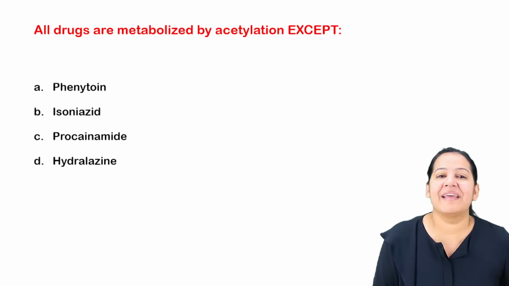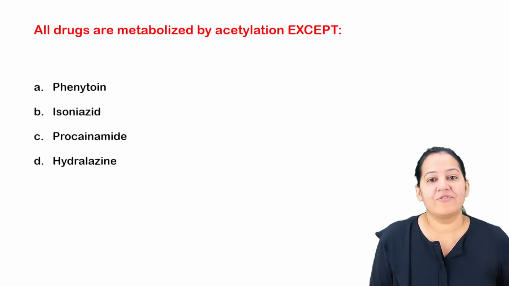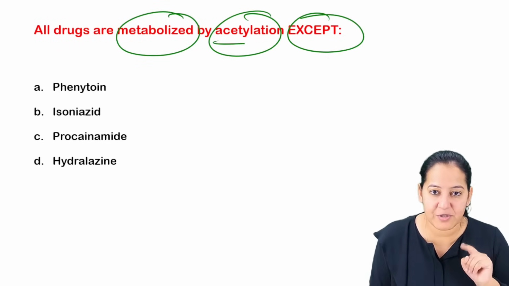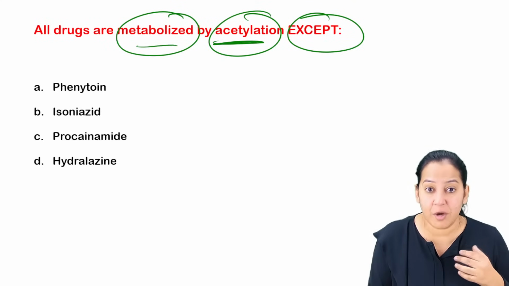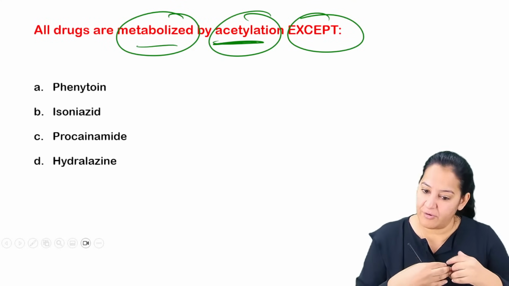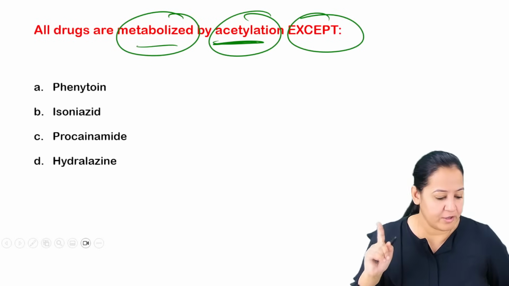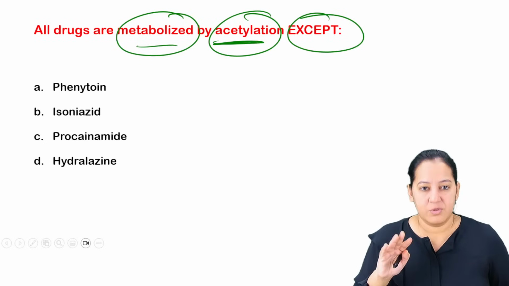Okay. So coming to the next question: all the drugs are metabolized by acetylation except. So the question is based on acetylation. You will say, ma'am, the question is on metabolism of the drug. We have already seen the absorption. We have seen the pH dependency of the absorption. Now one question on metabolism. So what is the answer?